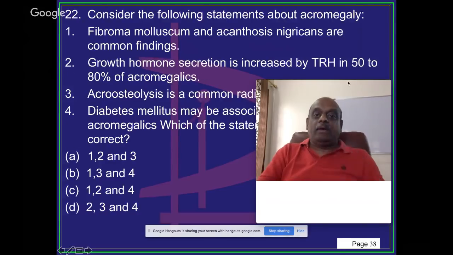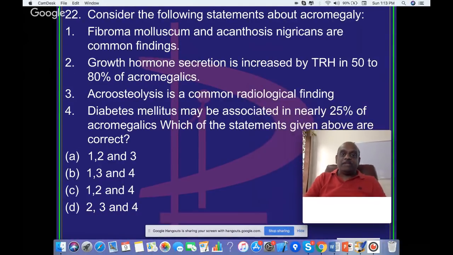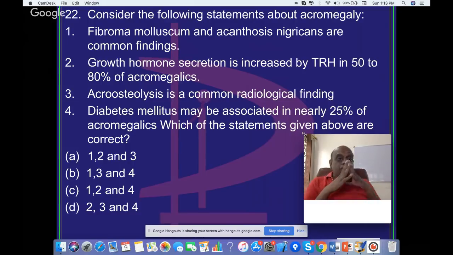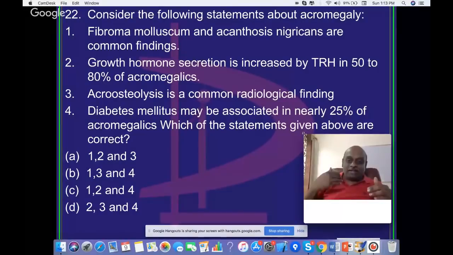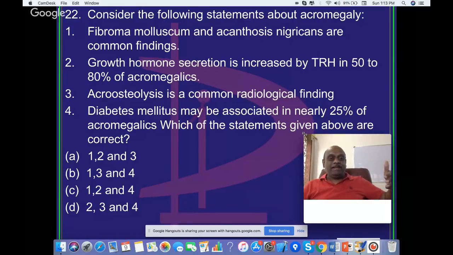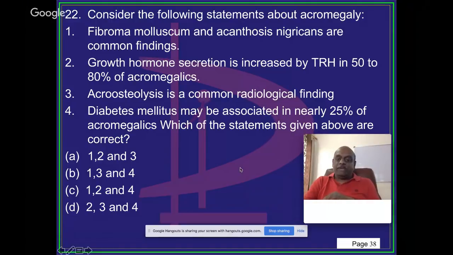Classical question. Now, let's look into the various statements about acromegaly. You should know that acanthosis nigricans, one of the reasons leading to that is acromegaly. Growth hormone secretion typically is increased if you administer TRH, thyrotropin releasing hormone. Even if you give that, growth hormone secretion is increased instead of getting suppressed. That is a sign of acromegaly. And diabetes can be seen in about 25% of acromegalics. So Ravi Kumar and everybody answering C, absolutely right.